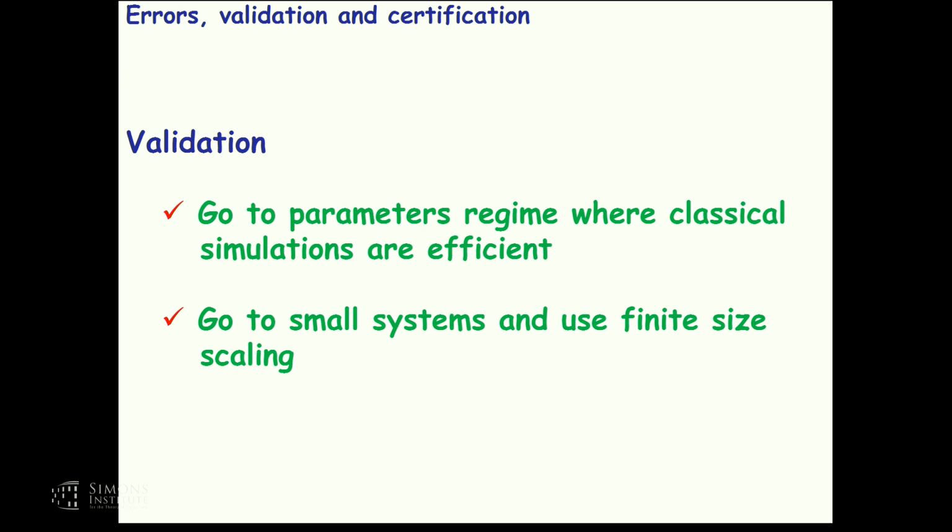But this is the same with normal classical computers. Of course, you have more methods of checking convergence and so on. But here you can also check that when you repeat the experiment, you should get the same results and things like that. Another possibility is always to go to a small system where you can do the simulation classically and use finite size scaling.